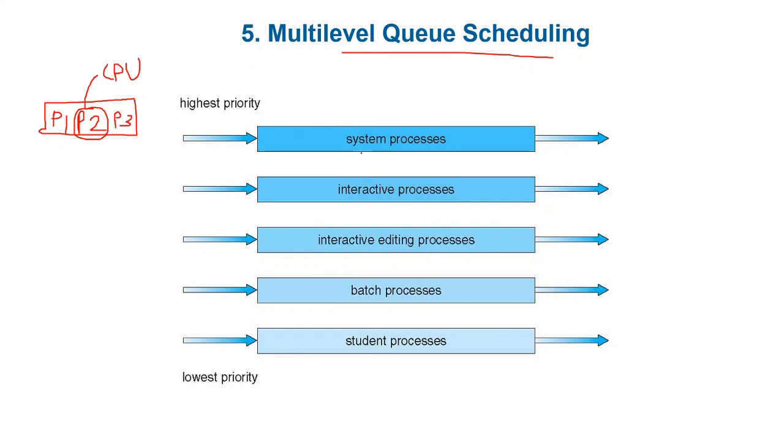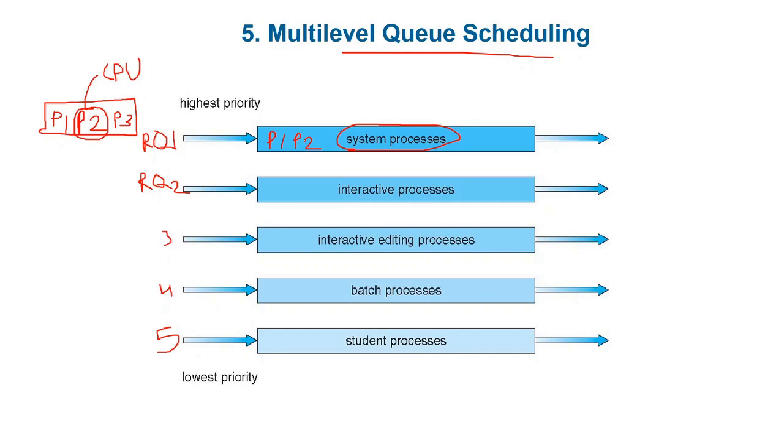So these are the various types of processes. When the processes come, it will be recognized which type of process it is and it will be put into the ready queue. This is ready queue 1, where we have system processes. This is ready queue 2, where we have interactive processes. Then ready queue 3, 4 and 5. So different types of processes are recognized, and each process will be put into its ready queue.